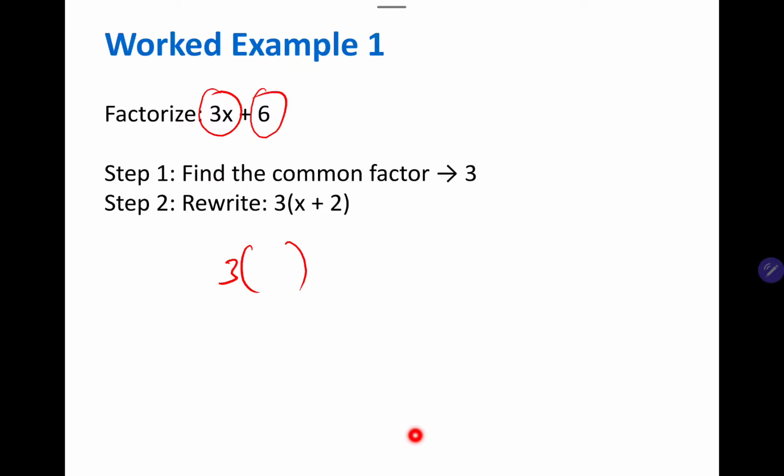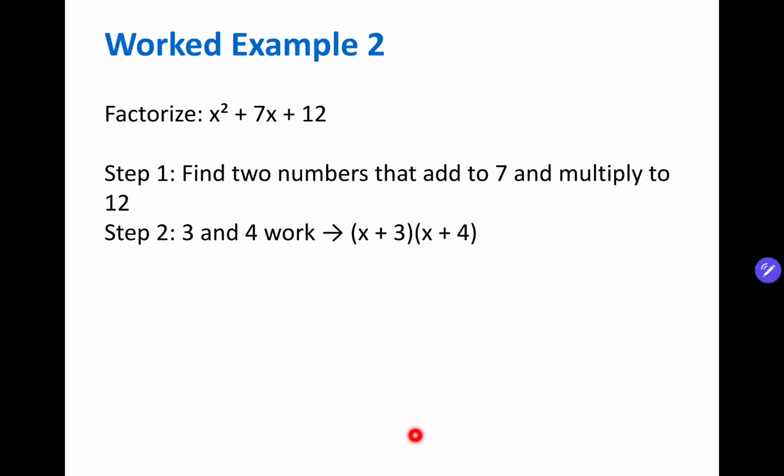We open our parentheses. 3x divided by 3 will be x. 3 will cancel 3. So all you have left is x. Then 6 divided by 3 is 2, plus 2. And this is the simple factorization of this expression. It's as simple as that. There's nothing more. Next example.